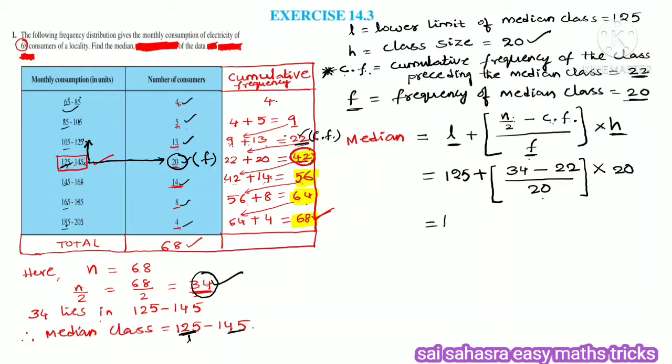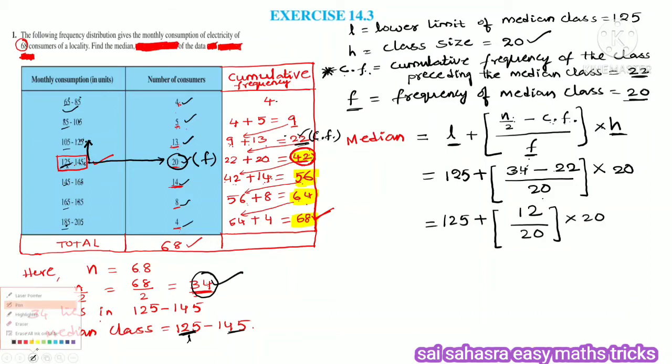Substitution: 125 plus 34 minus 22. 4 minus 2 is 2, 3 minus 2 is 1, so 12 divided by 20 into 20. This 20 we can cancel with the other 20. The next step is 125 plus 12 by 1, which is 12 only. 125 plus 12: 5 plus 2 is 7, 2 plus 1 is 3, and this is 1. So 137.